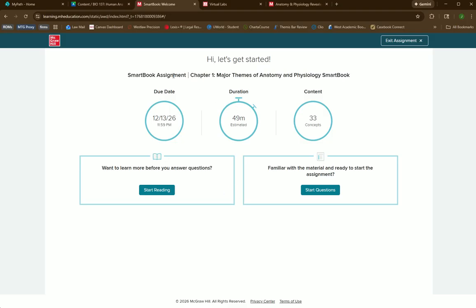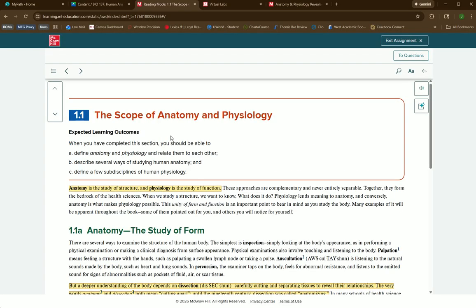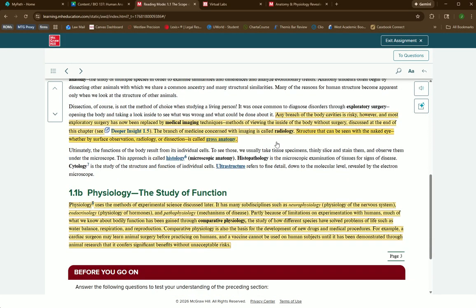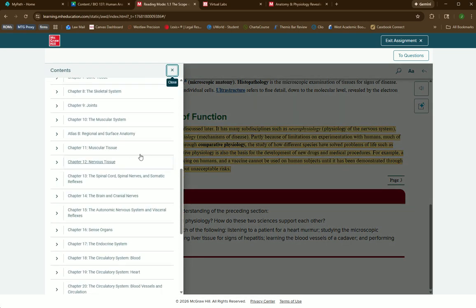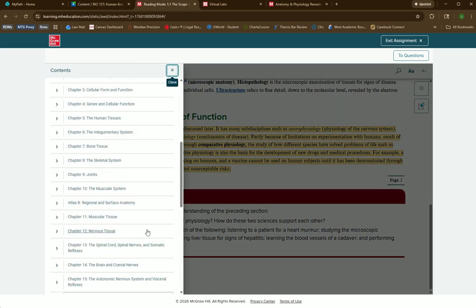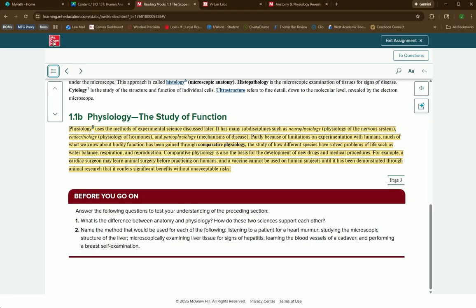So each SmartBook assignment, again, these are not graded. This is just practice, and it can take you to questions to practice, or it can take you to the reading material. If you click start reading, it actually takes you to the book, right? So this is the online book. You can go through the entire book through there.